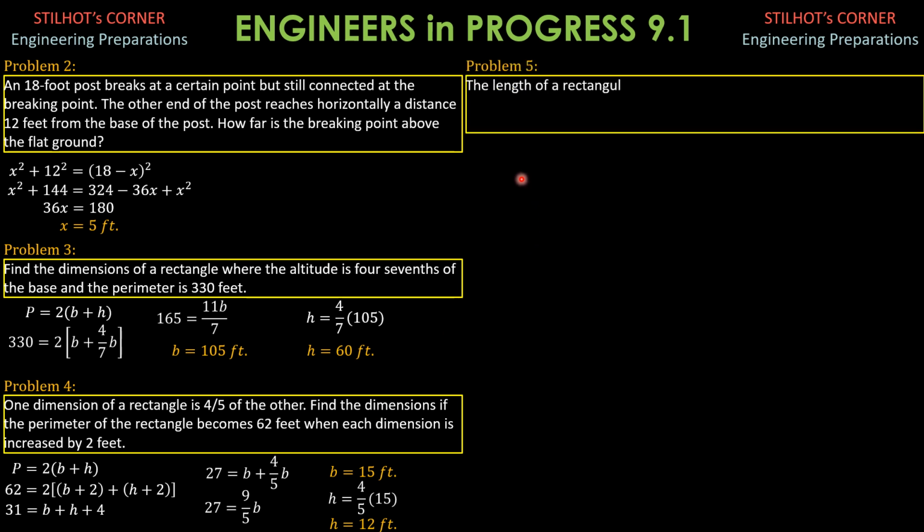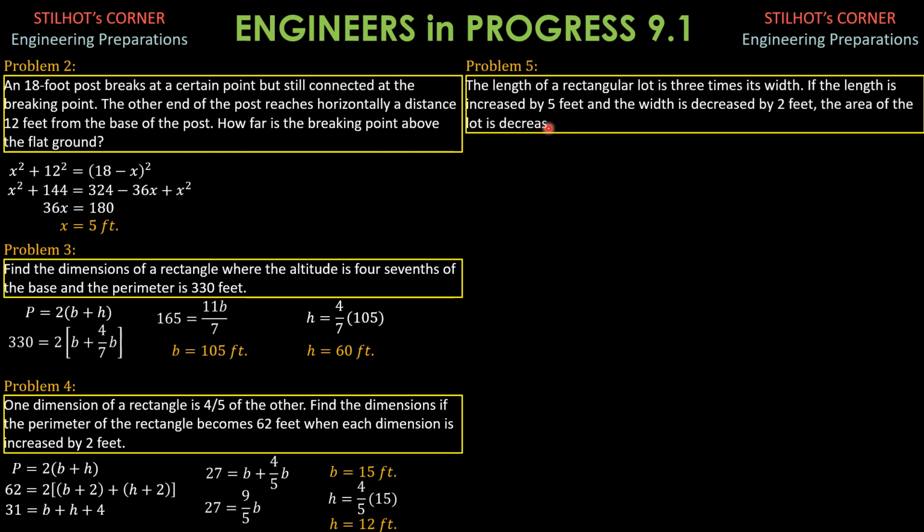Problem 5. The length of a rectangular lot is 3 times its width. If the length is increased by 5 feet and the width is decreased by 2 feet, the area of the lot decreased by 21 square feet. So find the dimensions of the rectangle. So area is base times height, and the base is 3 times the altitude h. So replacing b by 3h, the original area is 3h squared.